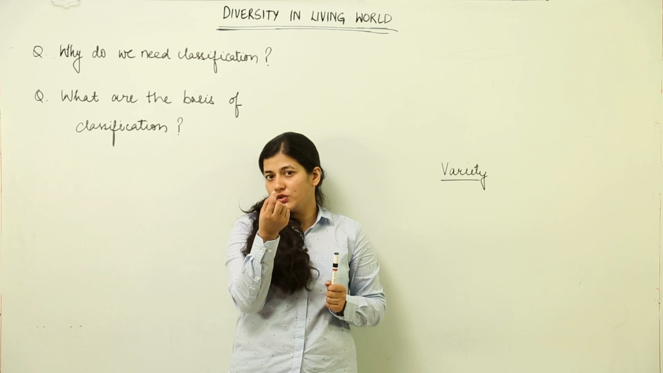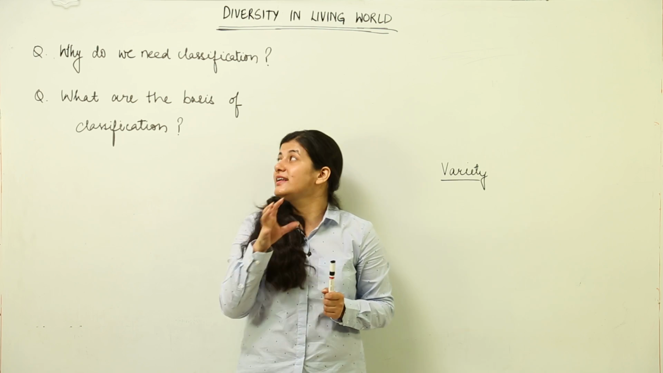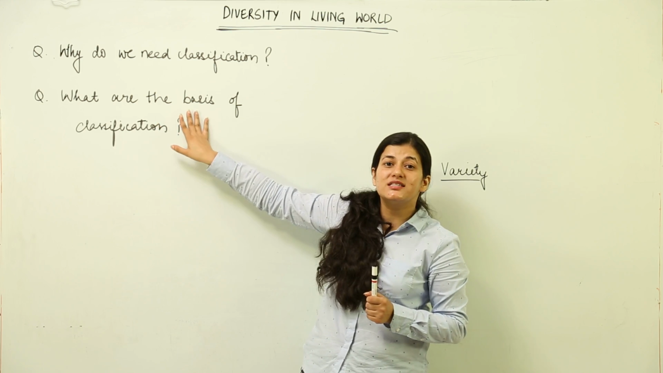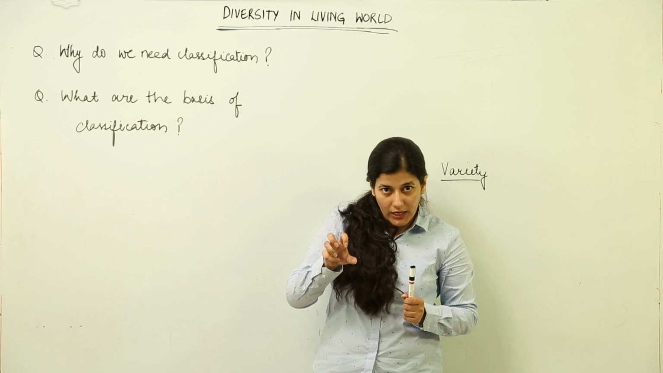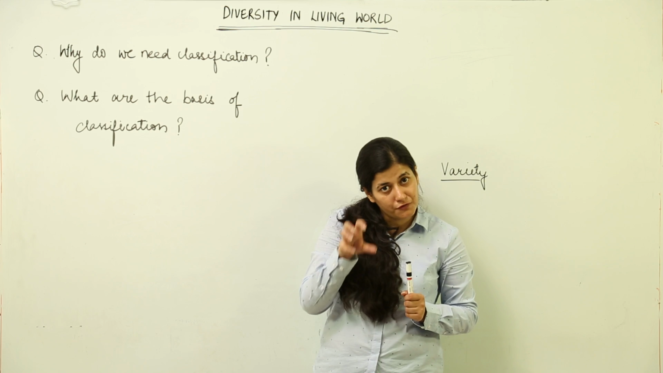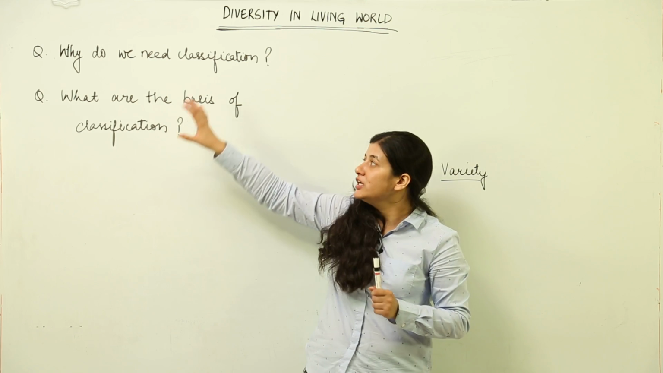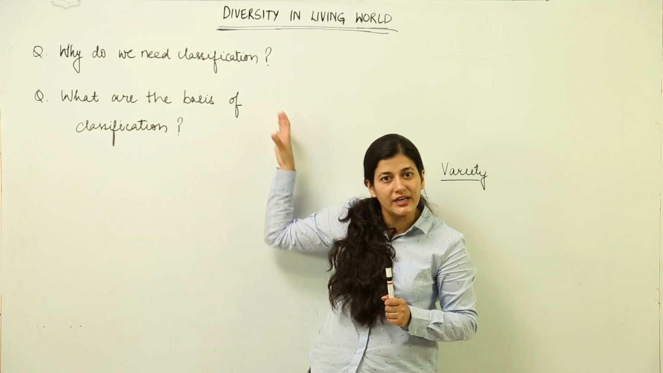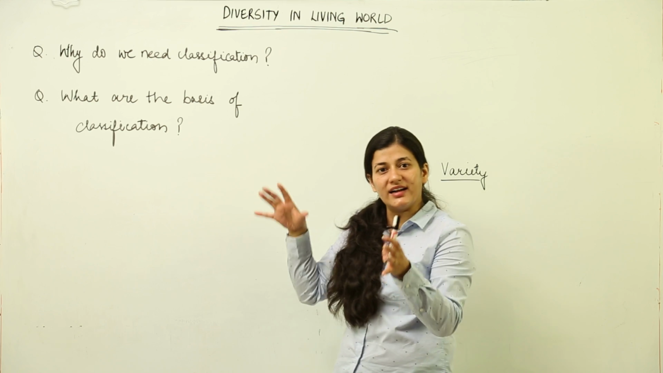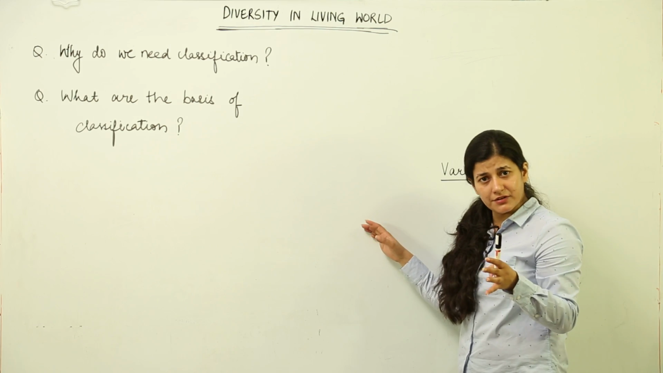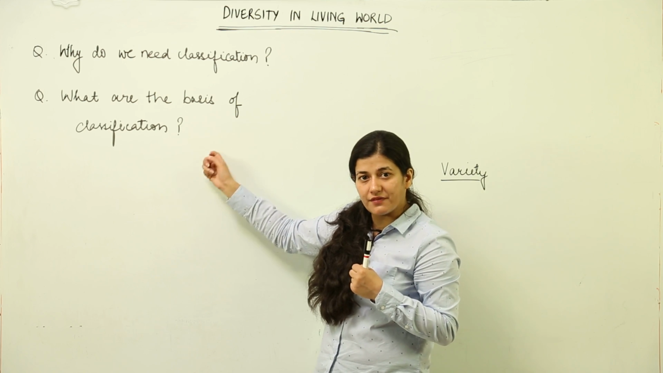So you see, you take one particular criterion for classification, and that is the basis of classification. A particular criterion would be chosen, and that criterion would be the basis which would put the diversity in different categories. So why do we need categories, why do we need classification? So that we can categorize the immense diversity for easier accessibility. What are the bases of classification? That we have to see.